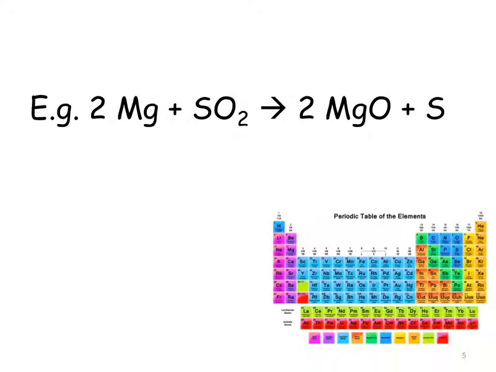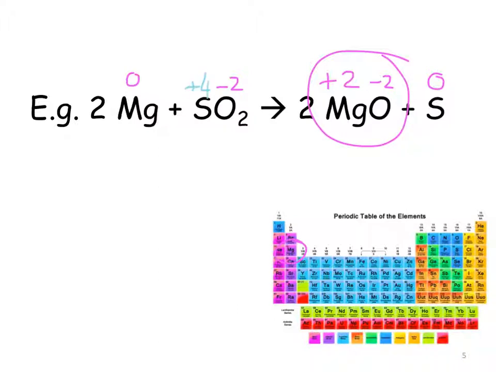Let's try this one. Magnesium is all on its own here, so it's 0. Sulfur, 0. Oxygen, when it's bonded, -2, -2. Magnesium is in group 2, so it's +2. Let's check, does that come out to 0? Yes, it does. +2 -2, 0. Here we have -2 times 2 is -4, so we're going to put in a +4 over there, and overall that is also 0.